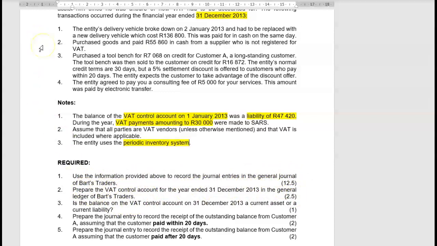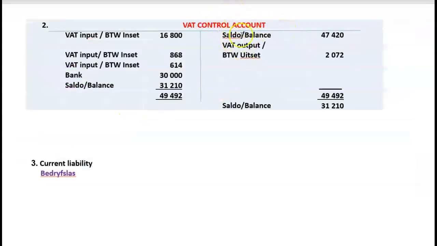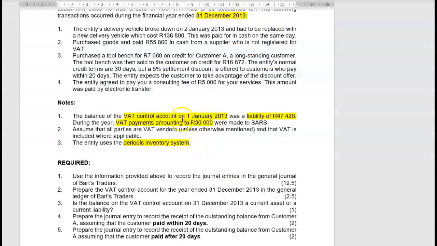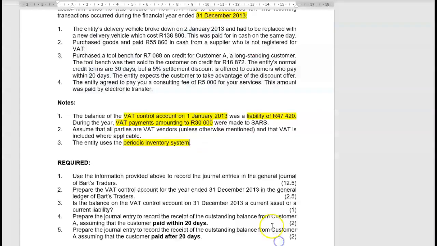So as we're going to go along, we will do the VAT control account as well. The VAT control account on 1 January had a credit balance of 47,420. So here's my VAT control account, the balance there 47,420. During the year, we have made payments of 30,000 Rand to SARS. So bank was credited and my VAT control account was debited with 30,000 Rand. Great, now let's start then at number 1.